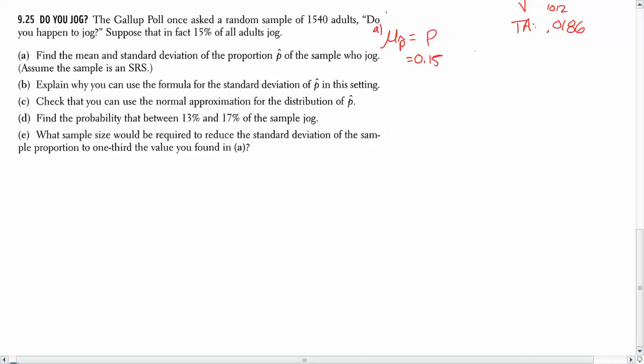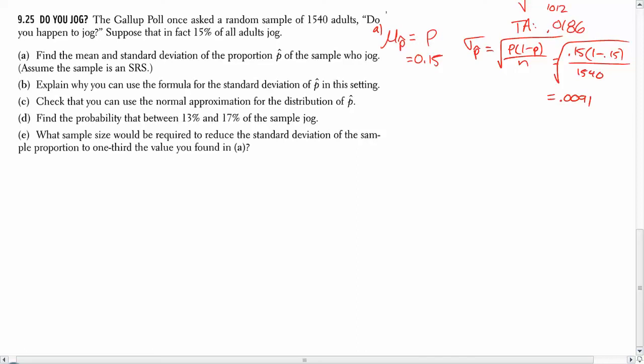Also, the standard deviation, sigma p hat, is the square root of p times 1 minus p over n. So this one is 0.15 times 1 minus 0.15 over 1540, square root of all of that. When you type that into your calculator, it's best if you can put it all in at once. Be really careful with the division and group things in parentheses. That gives me a standard deviation of 0.0091.